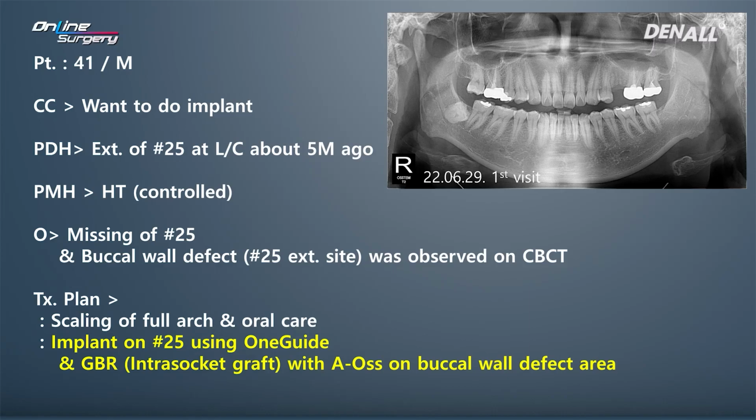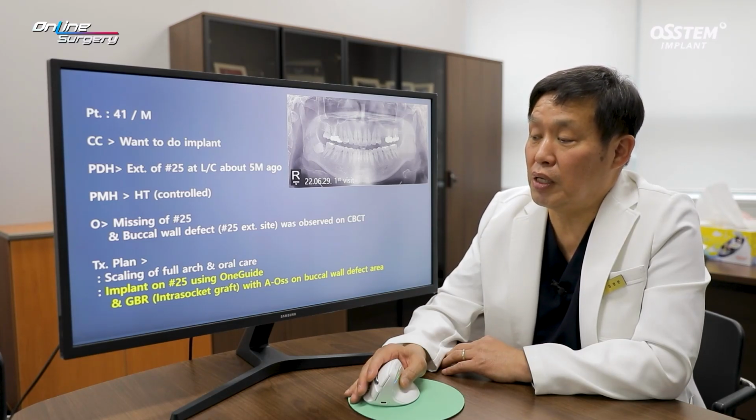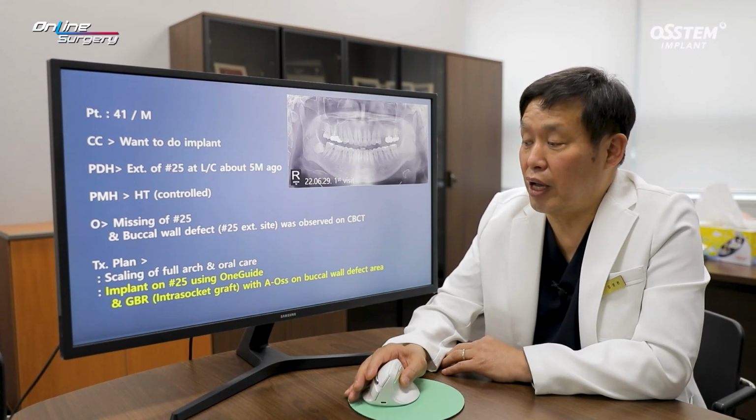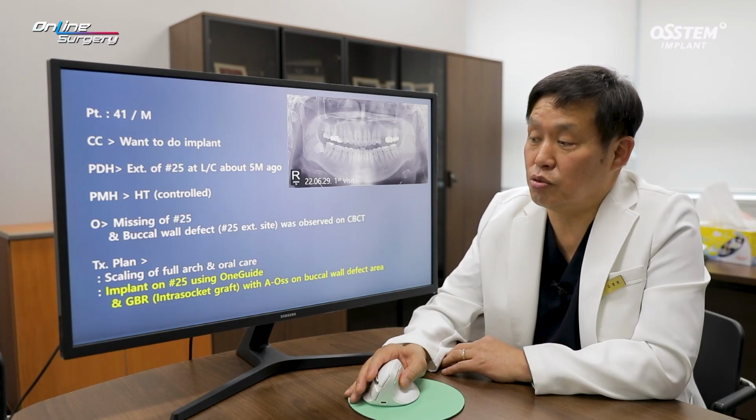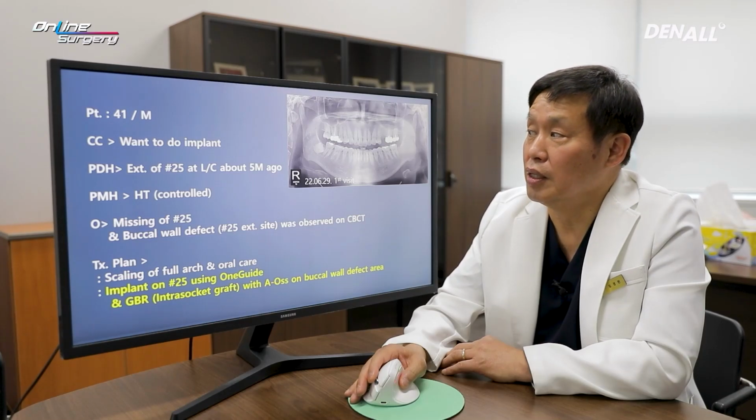If you look at the patient's medical history, there was hypertension, but it was under control and there were no major symptoms. When I looked at the CBCT in number 25, there was a buccal wall defect in the extraction socket. I provided overall oral care to the patient. After placing the implant, I plan to do an intra-socket graft. Within the extraction socket, there is a buccal wall defect, and using A Oss, I plan to do GBR. A membrane was not included in the plan.